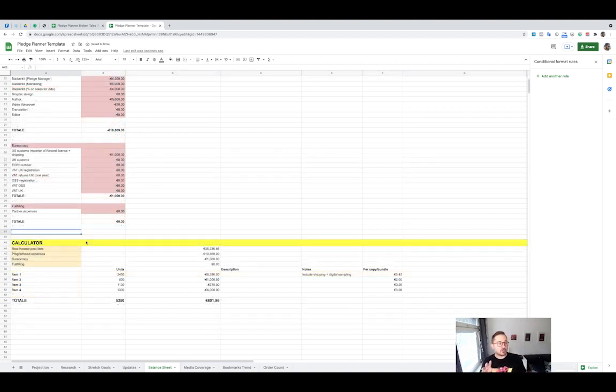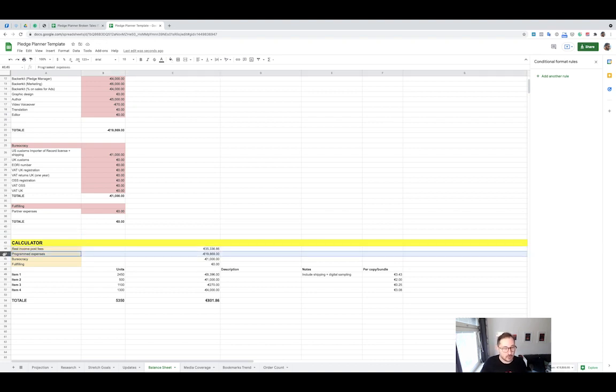The next block we're going to see is the complete picture of what's going to happen. So this is how much you're going to get in total. This is what your programmed expenses are. This is how much you're going to pay for bureaucracy, and this is how much you're going to pay for fulfilling. And then to this you need to add the cost of production.